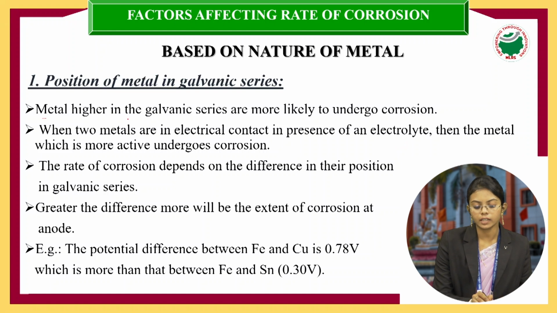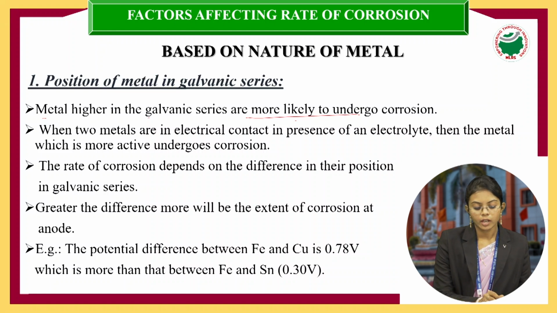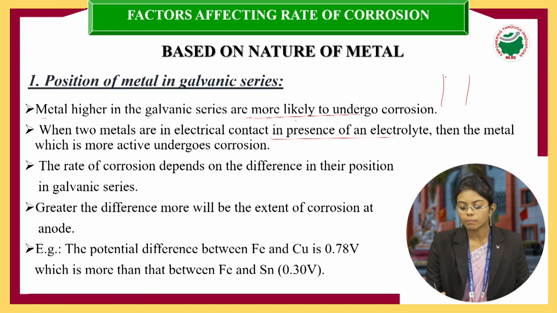Metals higher in the galvanic series are more likely to undergo corrosion because these are more active metals. When two metals are in electrical contact in the presence of an electrolyte, the metal which is more active, that means the metal which is higher in position in the galvanic series, will be the one getting corroded.